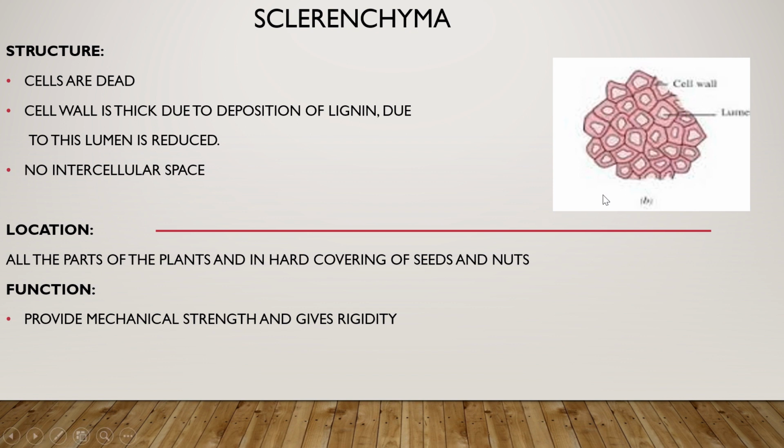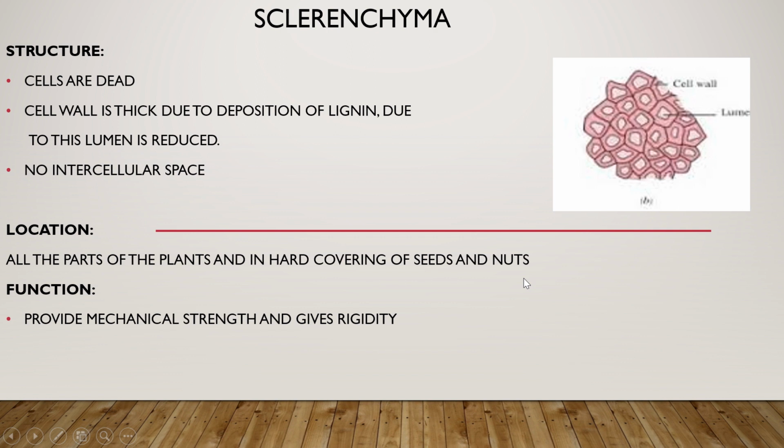Location: they are present in most parts of the plant, and especially in hard coverings like the seed. The covering of the seed is hard. The nut covering is hard. There also the sclerenchyma is present. And because it is hard due to the deposition of lignin, they provide mechanical strength and rigidity to the plant.